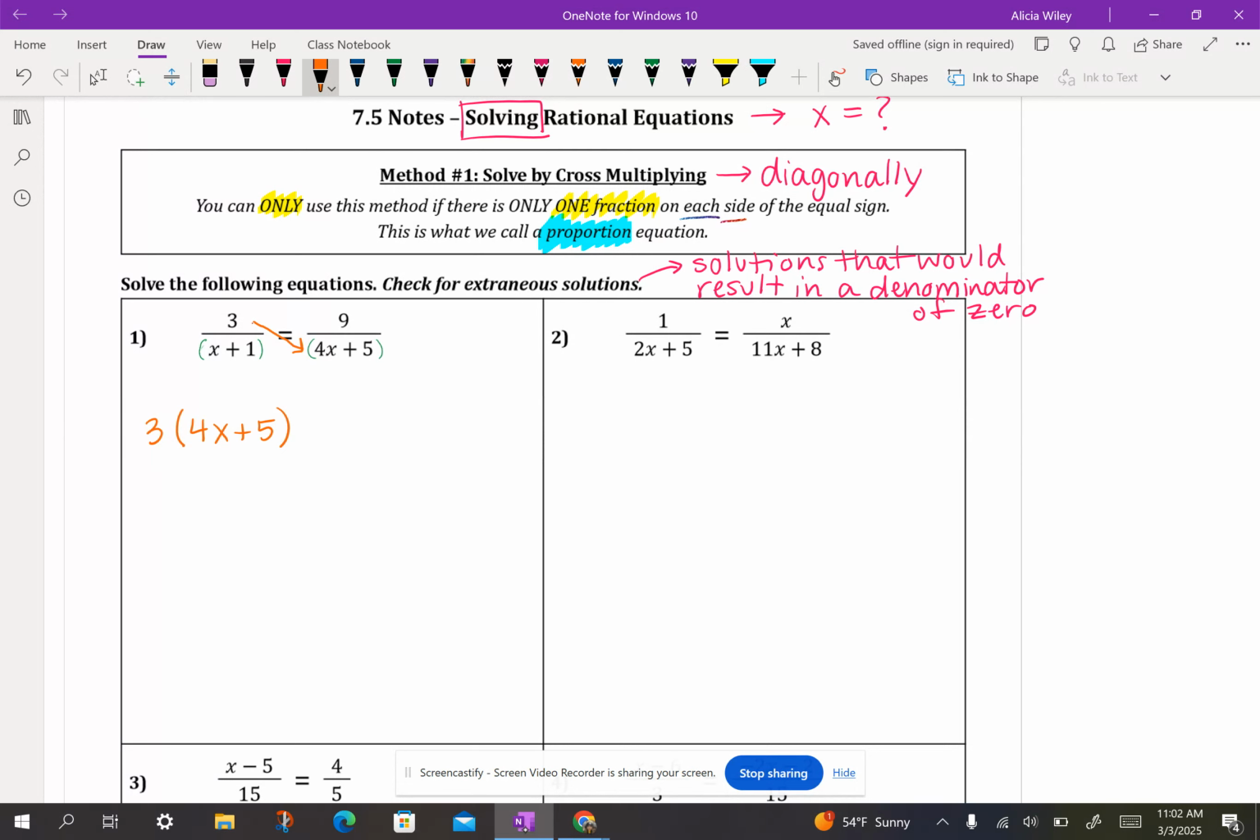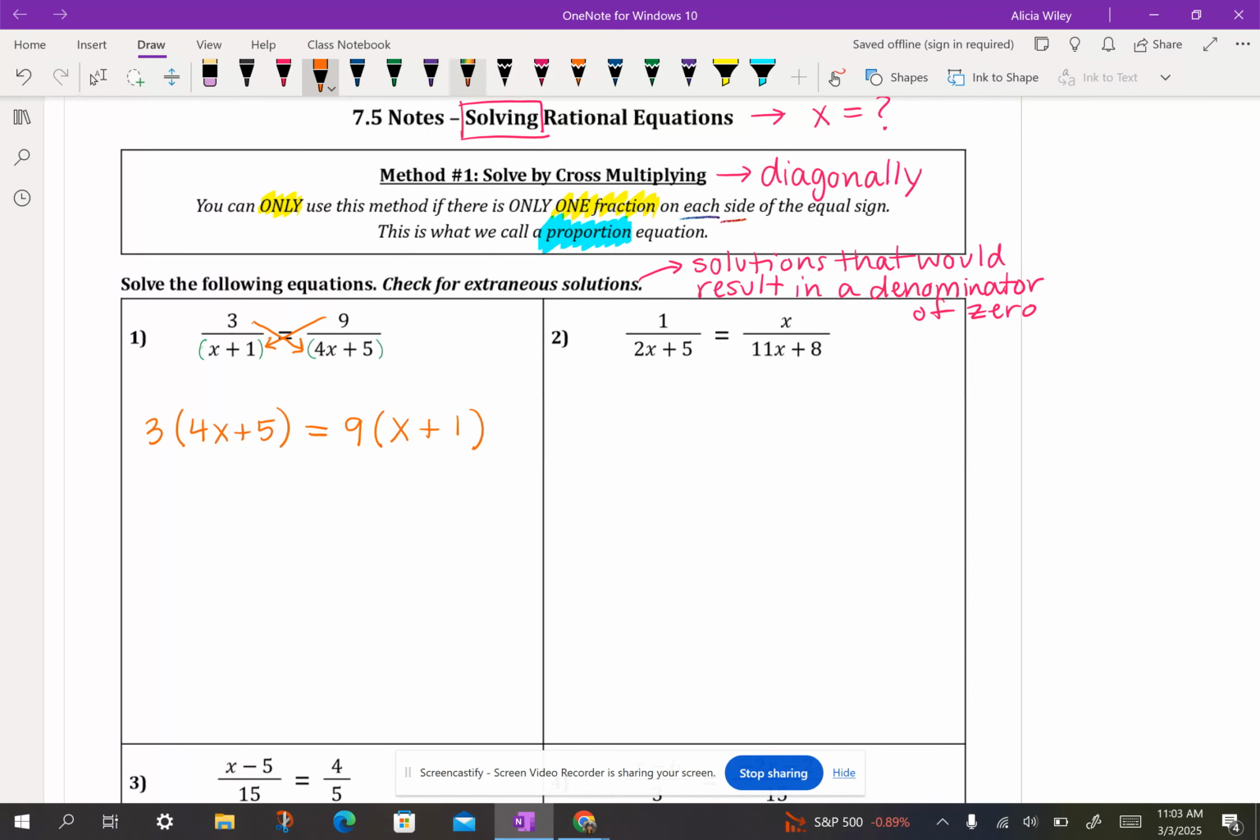After you do that first diagonal, you need to put an equal sign. Then you move on to the other diagonal. The other diagonal is the top of the second fraction times the denominator of the first fraction. So you can see there's the diagonal there. So I'm multiplying 9 times this whole binomial. That's why the parentheses help. Make sure you multiply by the entire thing, x plus 1. The parentheses are there to make sure that you distribute into the binomials.